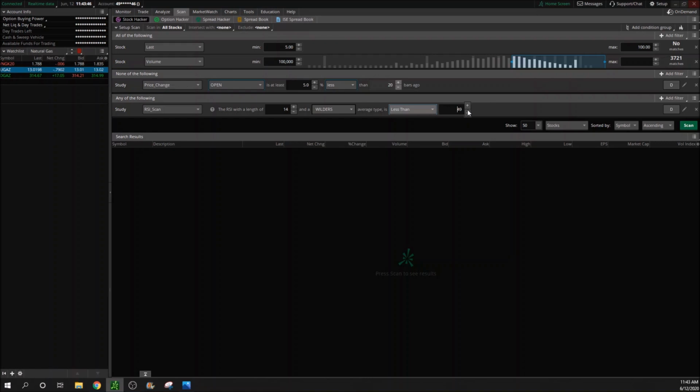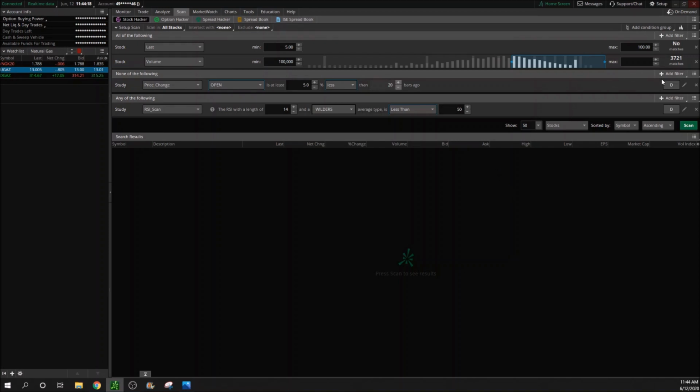So this means that it's on the oversold side. This is giving us something that would be on the oversold side, meaning that this stock is going down and it's no longer overvalued, right? It's undervalued. We want to buy something when it has a good value. So this is how we're going to set this up.